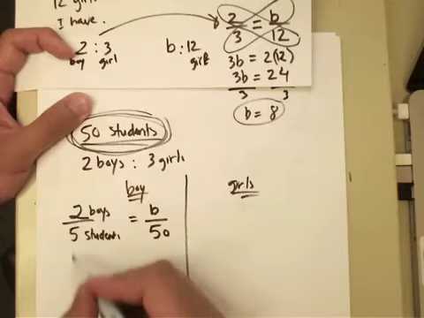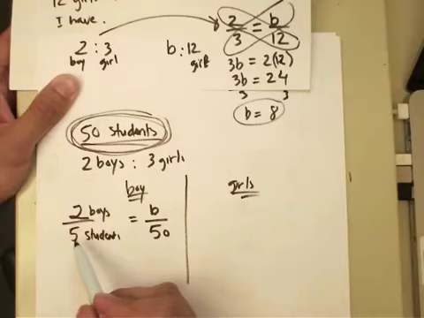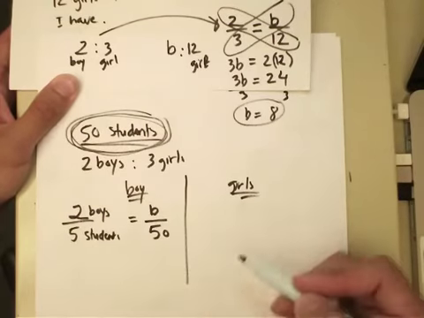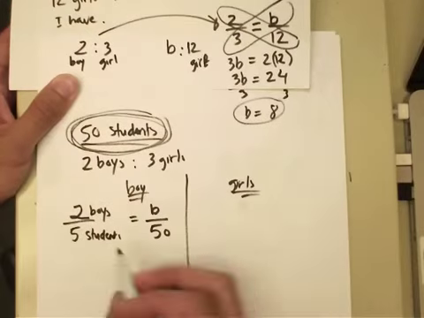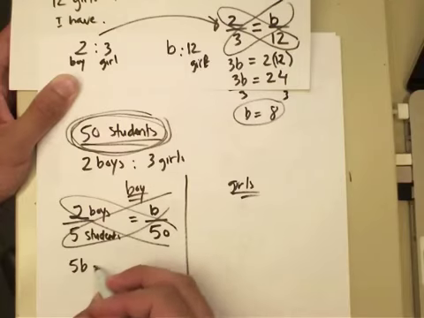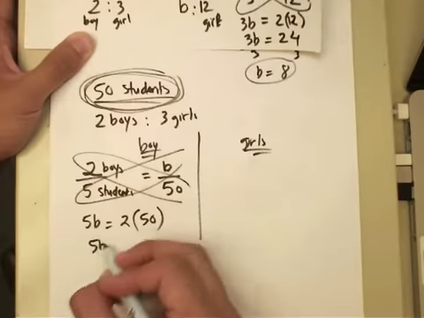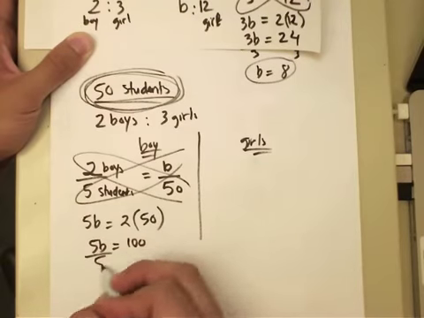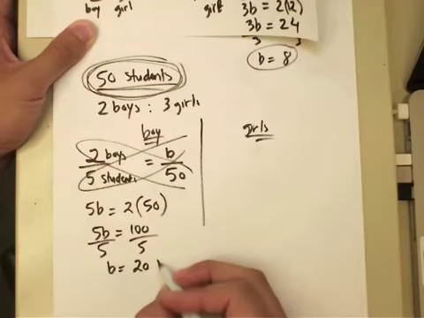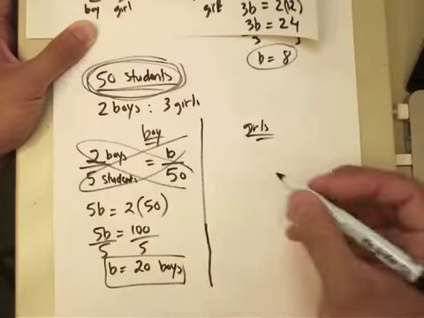Okay, so same thing again. Notice how I set up my proportion. It's not 2 to 3, because I'm not comparing boys to girls. I'm comparing boys to students, and I'm comparing girls to the number of students. You will see the difference here in a minute, but let's cross multiply. It's going to be 5 times B equals 2 times 50. So you have 5 times B equals 100, divided by 5 on both sides. What is 100 divided by 5? That gives you 20 boys.